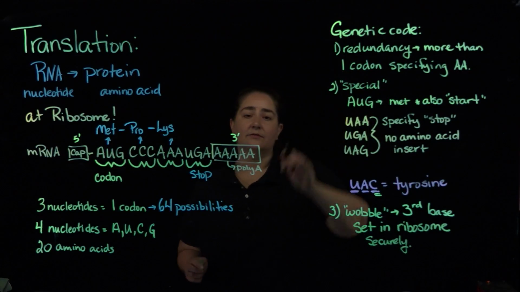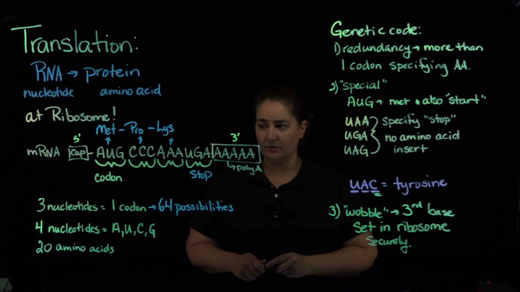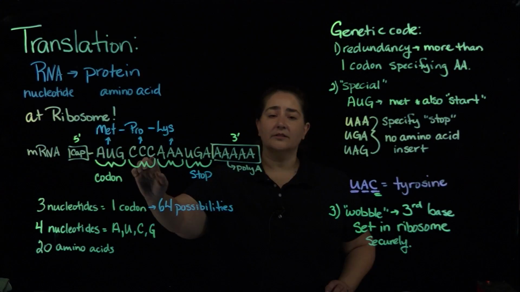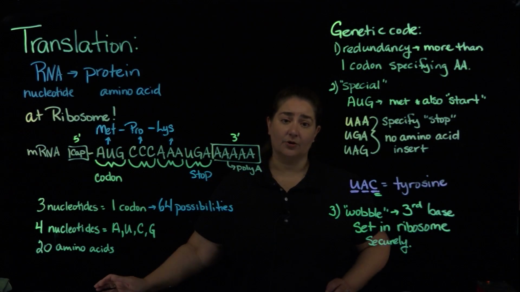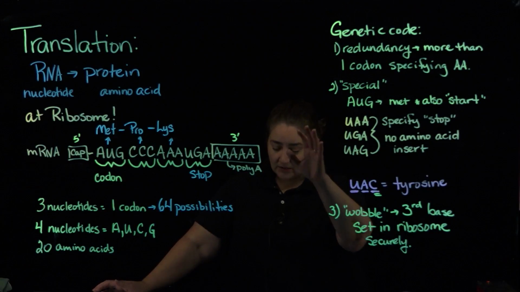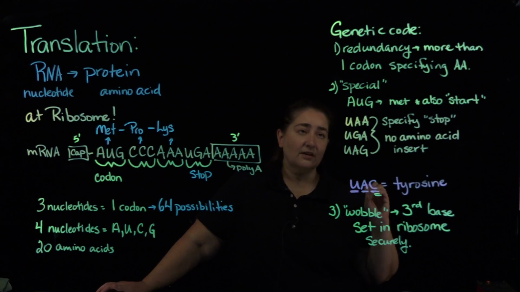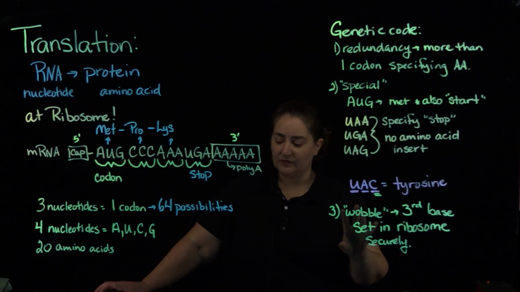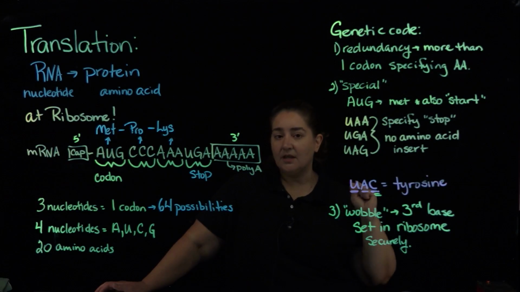But because we have the redundancy in the genetic code, a lot of times the correct amino acid is inserted regardless of what the 3rd base is, okay? As long as the first 2 are correct. So keep that in mind. We've got redundancy, we've got our special nucleotides, we've got a little bit of wobble that can happen.